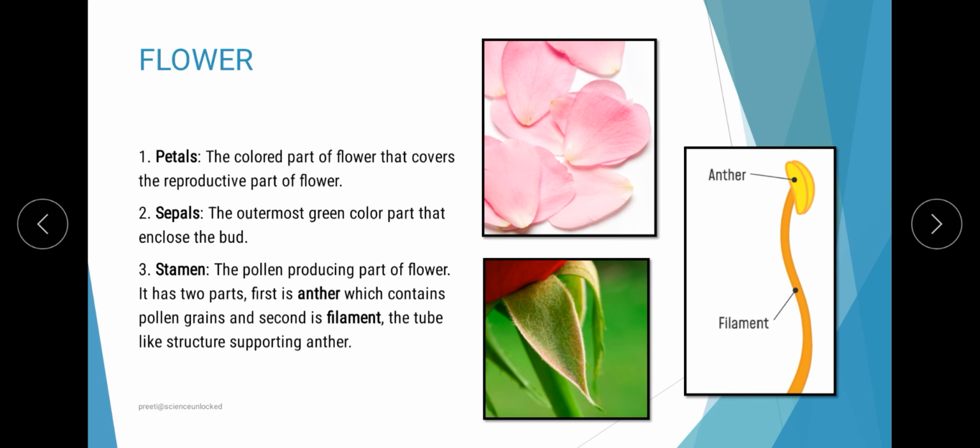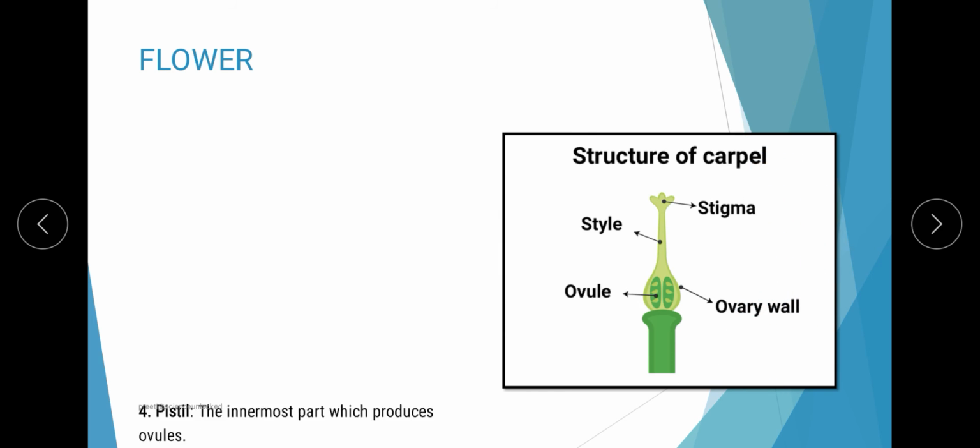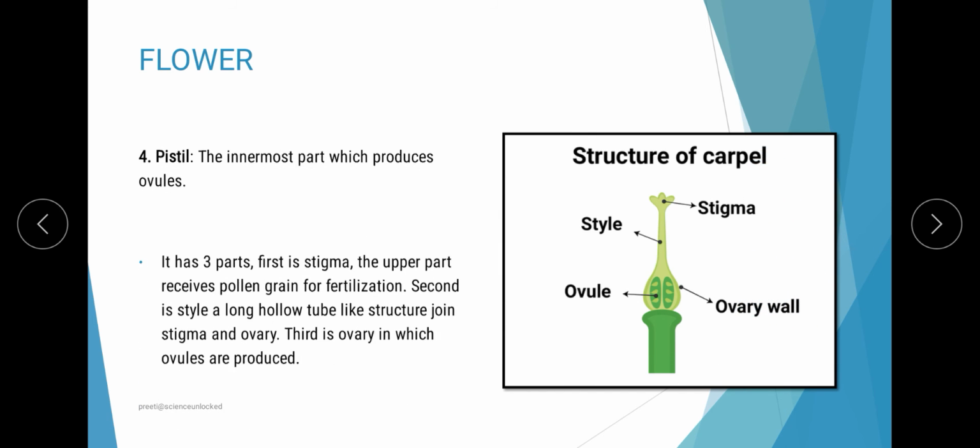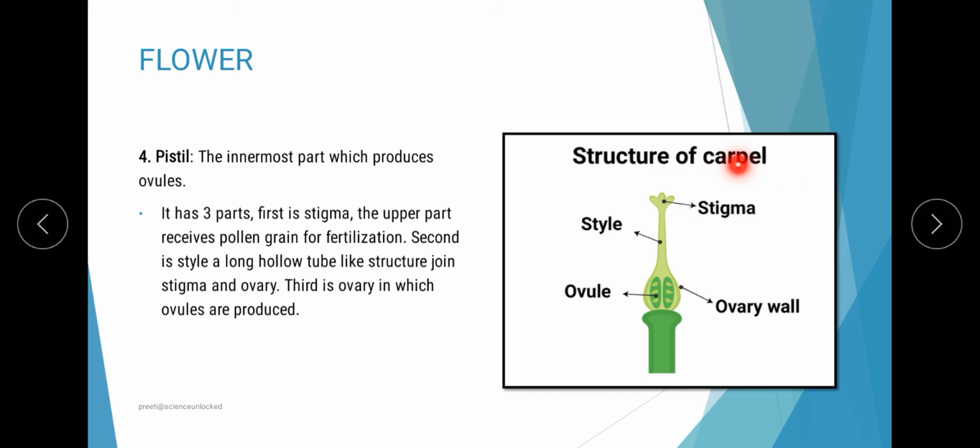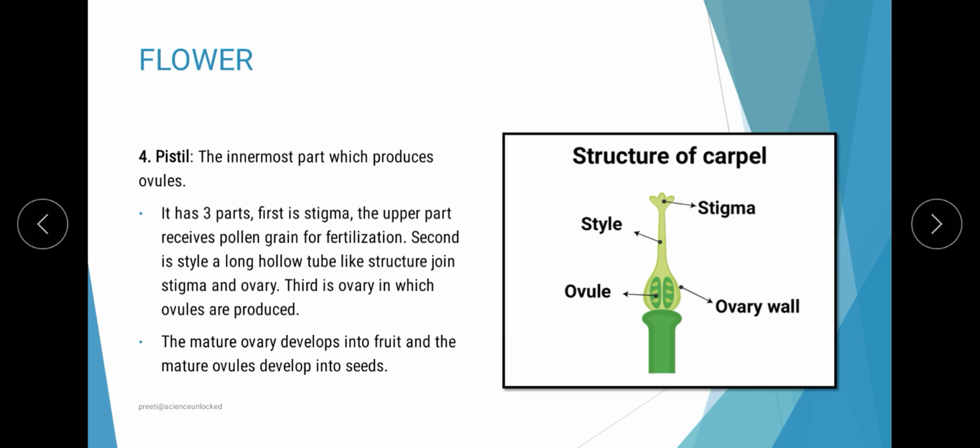The last part we have in flowers is the pistil, the female reproductive part, which itself consists of three sections: the stigma, the topmost region; the style, the connecting region between stigma and ovule; and the third part, the ovule, where the female reproductive cell, also called the egg, is present. This is the site of fertilization, where the pollen grain and egg meet and lead to the formation of seed and then fruit.